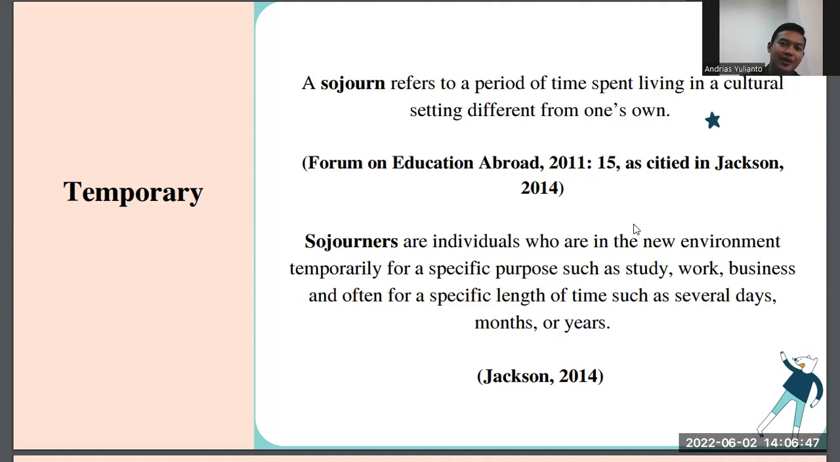The term sojourner includes many subcategories such as tourists, international students, business executives, and other expatriate workers. Sojourners are individuals who are in a new environment temporarily. They go to another country for some short period of time. Tourists and students can do this in a very short time, in several days, months, or years.